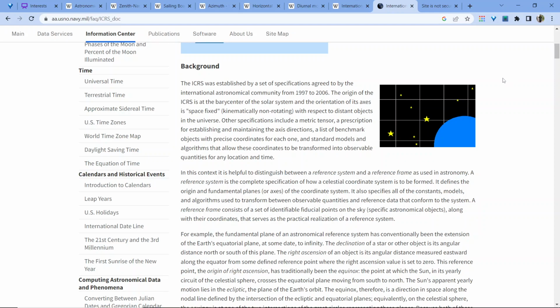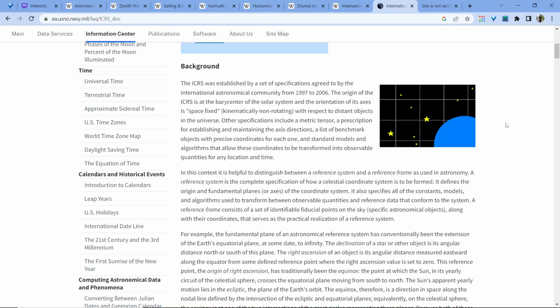Background. The ICRS was established by a set of specifications agreed to by the international astronomical community from 1997 to 2006. The origin of the ICRS is at the barycenter of the solar system, and the origin and the orientation of its axes is space-fixed, kinematically non-rotating with respect to distant objects in the universe. Other specifications include a metric tensor, a prescription for establishing and maintaining the axis directions, a list of benchmark objects with precise coordinates for each one, and standard models and algorithms that allow these coordinates to be transformed into observable quantities for any location and time.